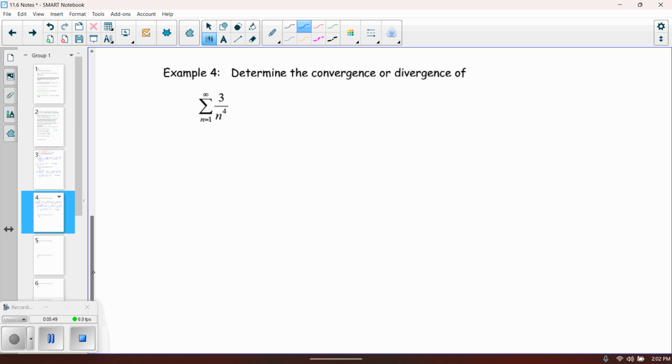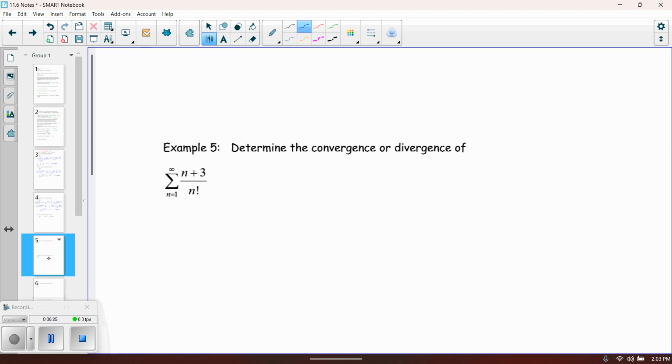Remember, technically that 3 could be brought out to the front and then you would have 1 over n to the fourth. This would just be a p-series where p is 4. For a p-series to be convergent, p just has to be bigger than 1, which it definitely is, and therefore this would be a convergent series. So again, just because we're in that specific section does not necessarily mean you have to use that specific criteria. If you can use something simpler, do it.